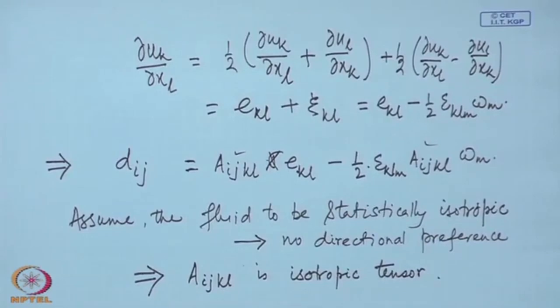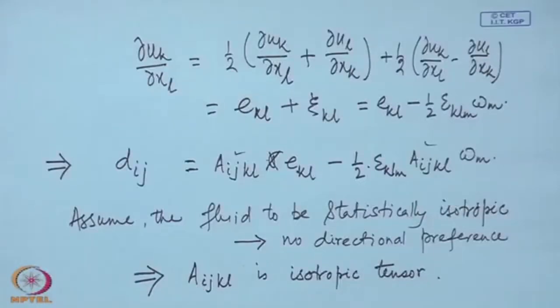If there is a vorticity and we simply change the direction of the vorticity, each element of the stress will change its sign. But we say this is not possible due to our assumption of an isotropic fluid. In an isotropic fluid, this cannot happen. Then what will happen?